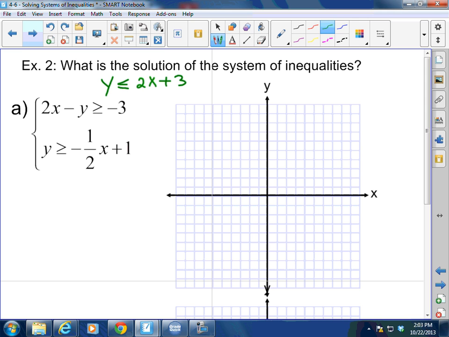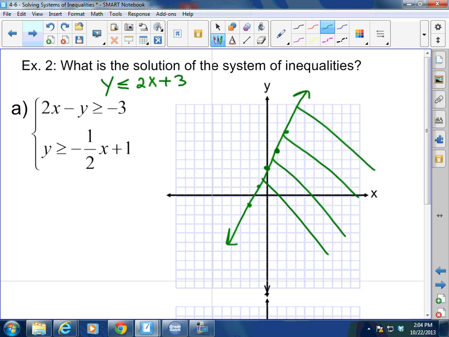So let's graph them, guys. 1, 2, 3, up 1, 2 over 1, up 1, 2 over 1, down 1, 2 over 1, down 1, 2 over 1. And that is less than or equal to, so it's going to be solid, and I'm going to shade below. I hope everyone's with me. Notice I do it in different colors. You can do it in different colors if you want, or you could just do it in the same color and just make sure you do your lines nice and neat.